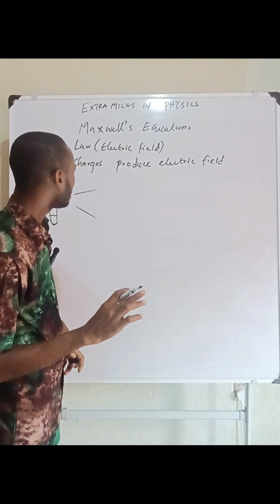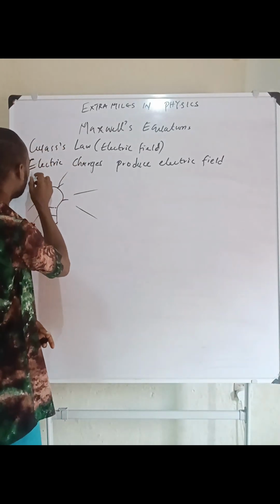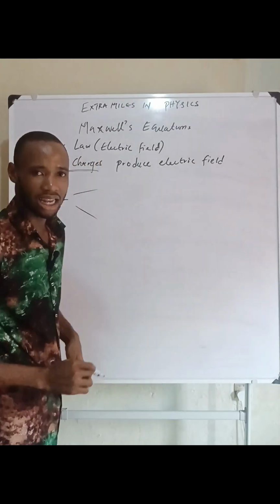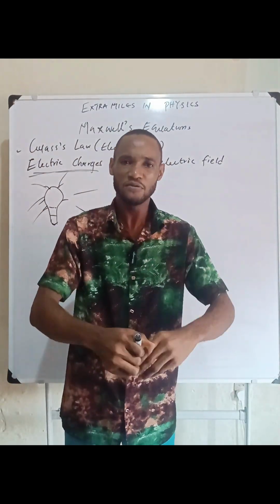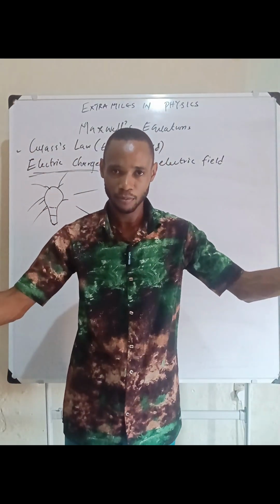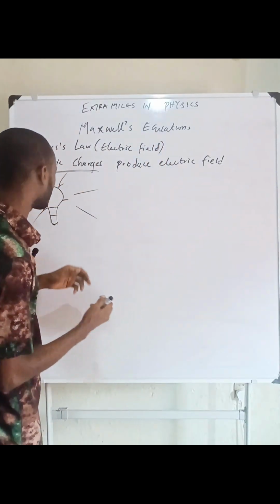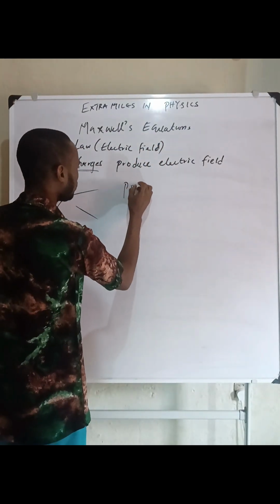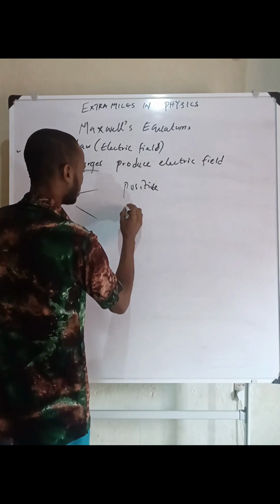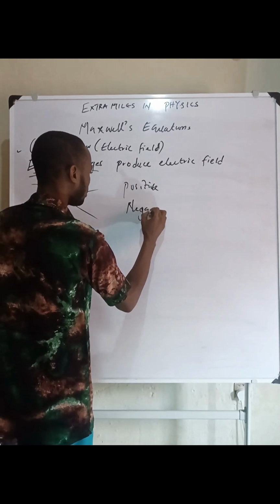Now, the same thing is applicable with electric charges. What do electric charges do? They spread electric influence outward. Under electric charges, we have two types of charges, namely the positive and the negative charges.